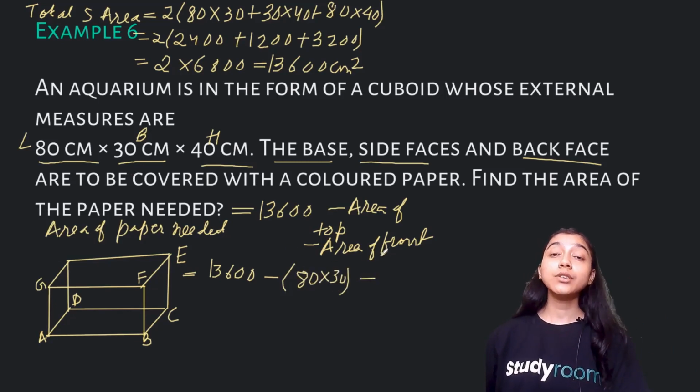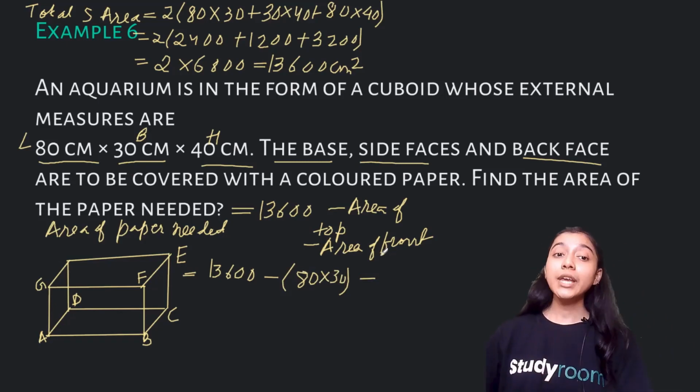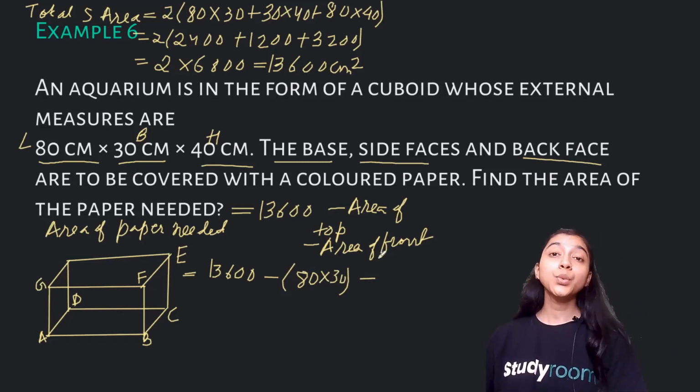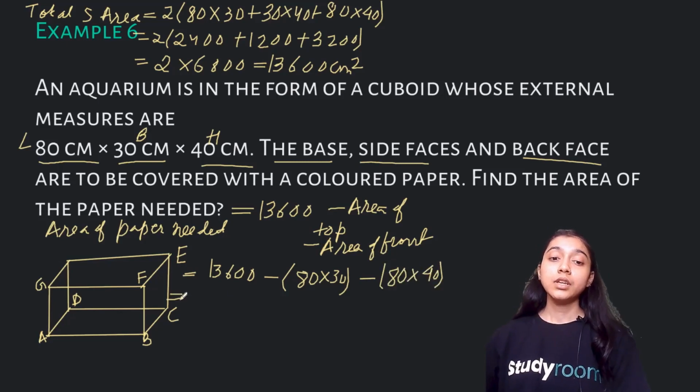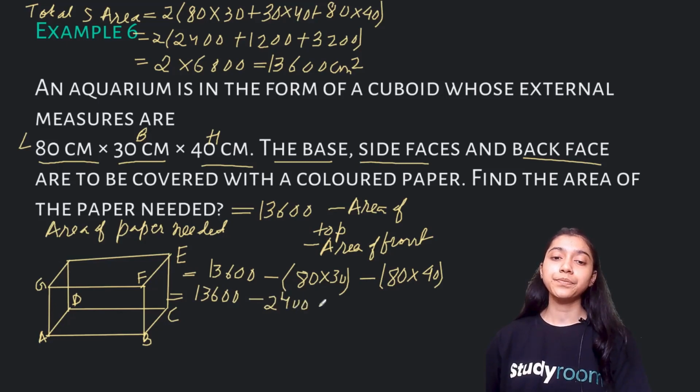And in order to calculate the area of this front portion, we have to multiply the length with the height. So we have 80 multiplied with 40. So here we get 13600 minus 80 into 30 gives us 2400, minus 80 into 40 gives us 3200. We'll add these two quantities up first.